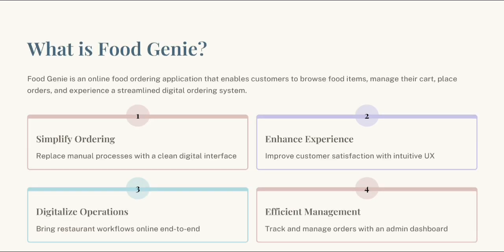So, beginning with what is Food Genie? Food Genie is an online food ordering application developed to simplify the process of ordering food. Customers can browse food items, add products to their cart, and place orders through an easy to use interface. The application also provides an admin dashboard where restaurant administrators can manage food items and customer orders. The main objective of the project is to improve customer convenience while reducing manual work for restaurants.